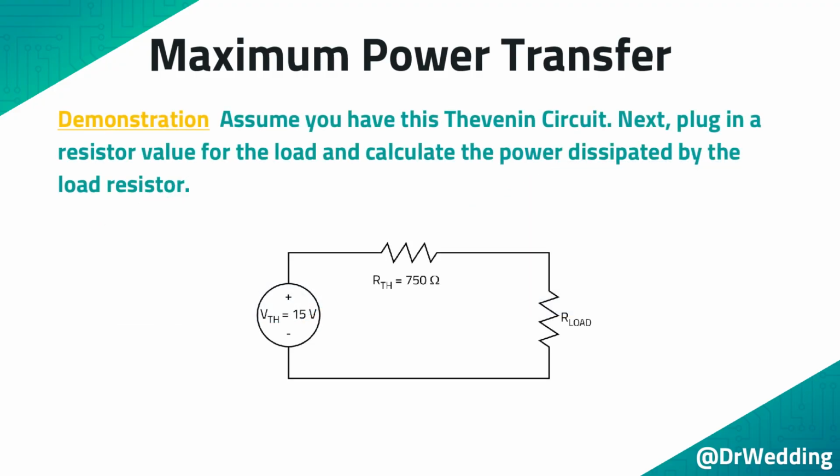To truly understand maximum power transfer, you should see a graph of the power versus the load. Assume you have this Thevenin circuit. Next, plug in a resistor value for the load and calculate the power dissipated by the load resistor. Change the resistance and repeat the process multiple times. Then plot the resistor value and the power dissipated by the load.